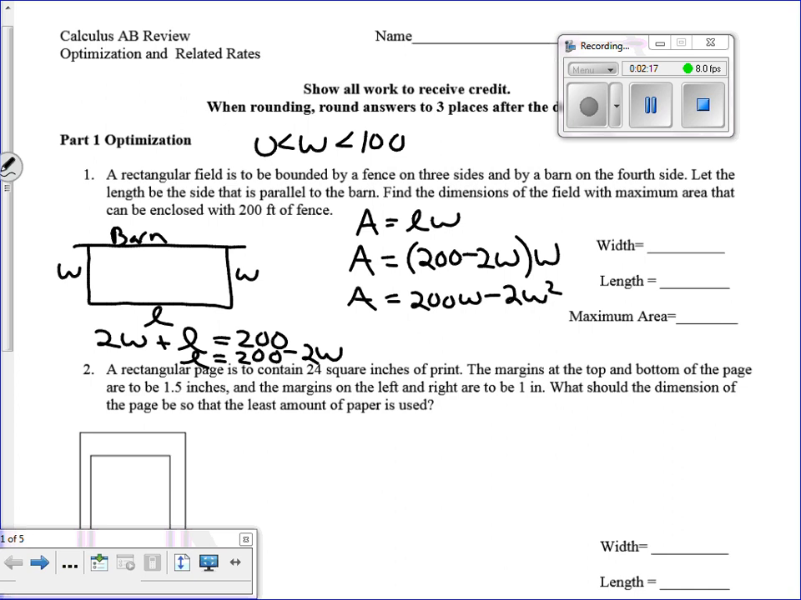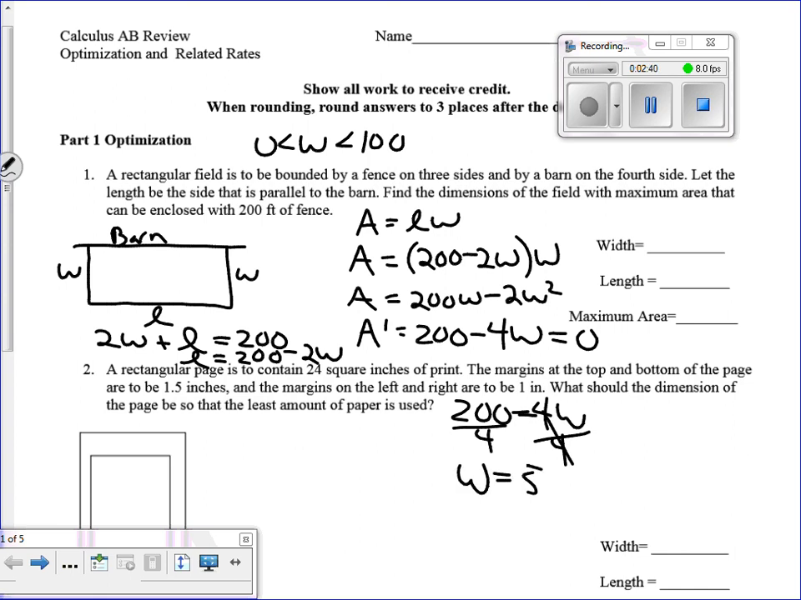But once you get your equation in terms of one variable, you just take the derivative, 200 minus 4W, and set it equal to 0. So if I add 4W to both sides, I have 200 equals 4W, and divide. And so we get W equals 50.